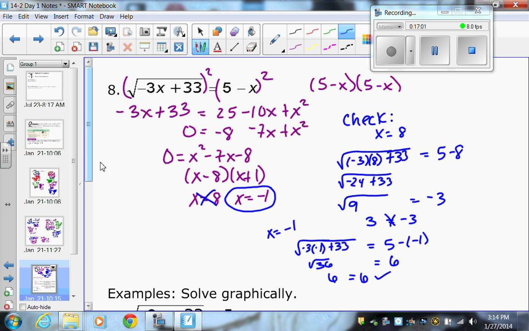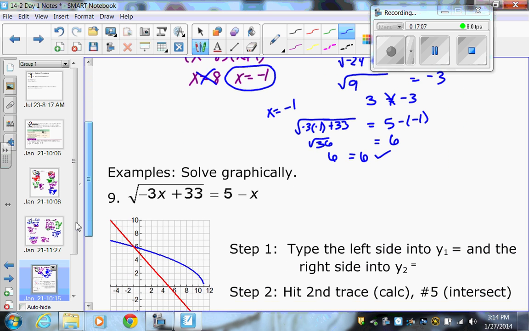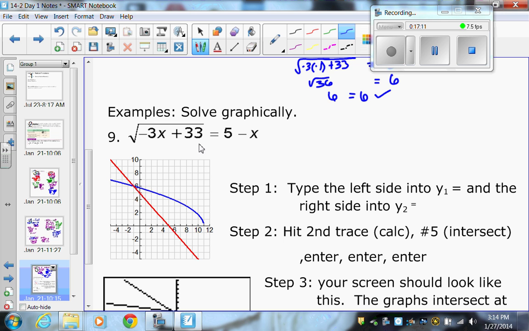Now, we're going to take the same problem we just worked on, example 8, and we're going to solve it graphically. So the first thing you're going to do is type the left-sided equation into y1, and type the right-sided equation into y2. I would pause the video for a second and do that so that your graph should come out to look something similar to what I have on my paper.